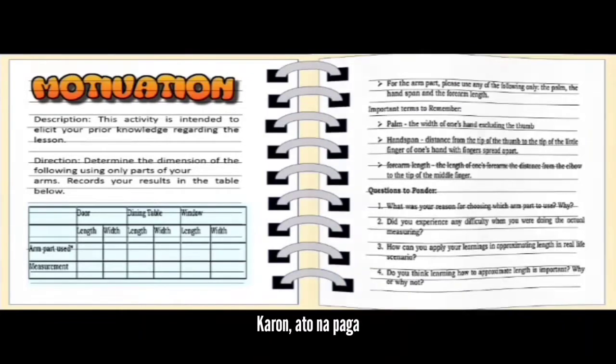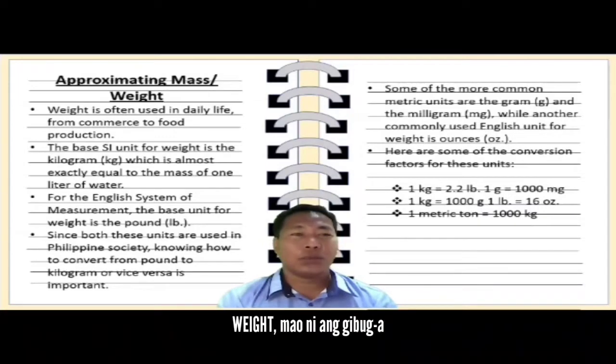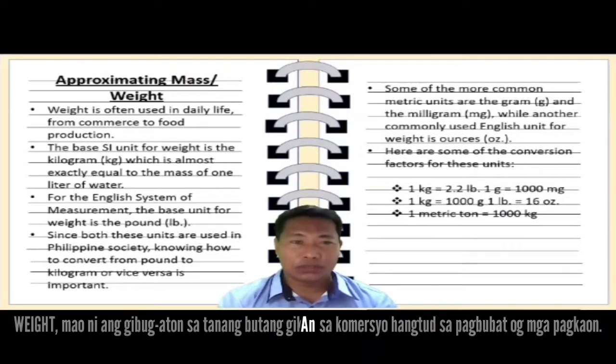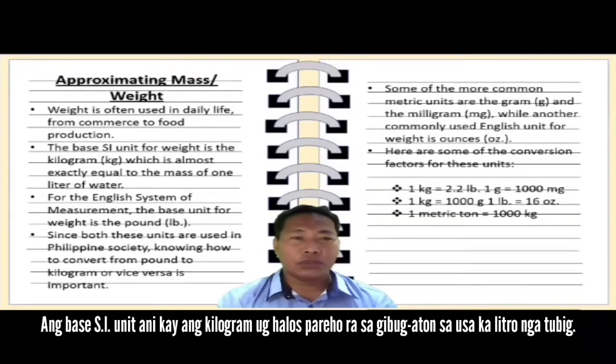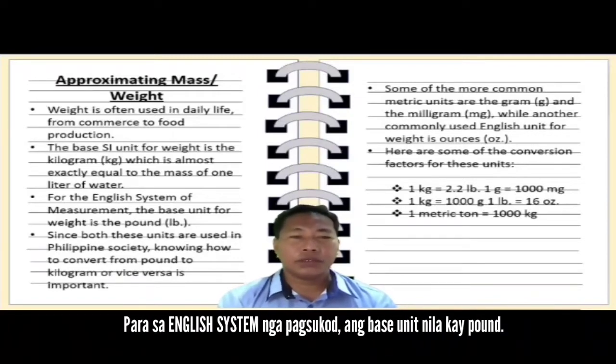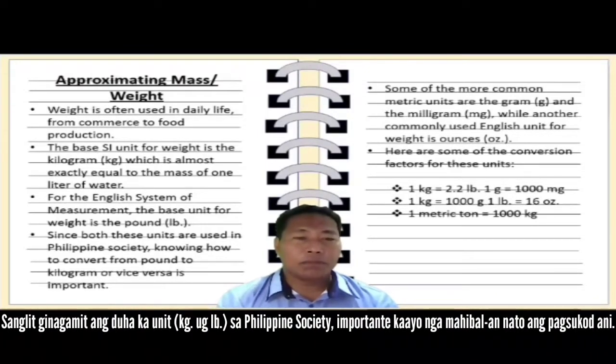Now we are going to discuss our lesson. What is approximating mass and weight? So, what is weight? Weight is often used in daily life, from commerce to food production. The base SI unit for weight is the kilogram, which is almost exactly equal to the mass of 1 liter of water. For the English system of measurement, the base unit for weight is the pound, or LB. Since both these units are used in Philippine society, knowing how to convert from pound to kilogram or vice versa is very important.